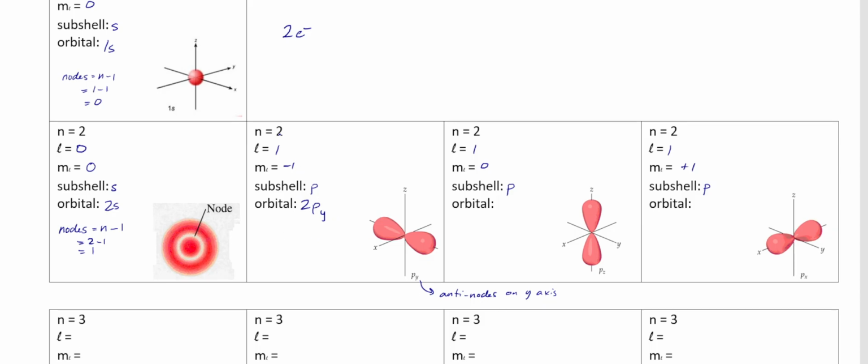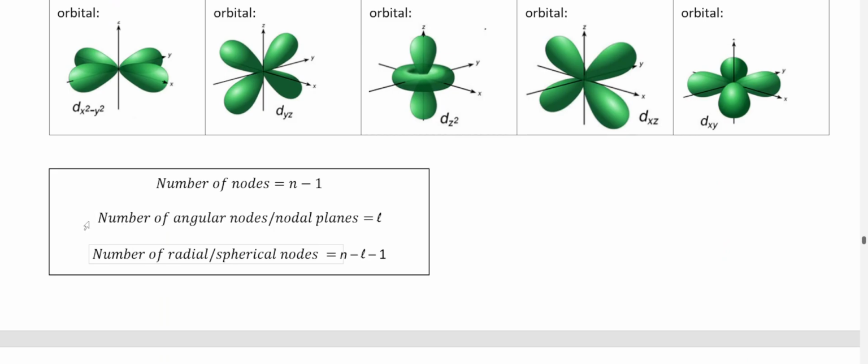We take a look. My nodes is n minus 1, so 2 minus 1. Okay, so I should have one node. And so let's use our formulas here and determine what type of node we have. Well, it says number of angular nodes is equal to L.